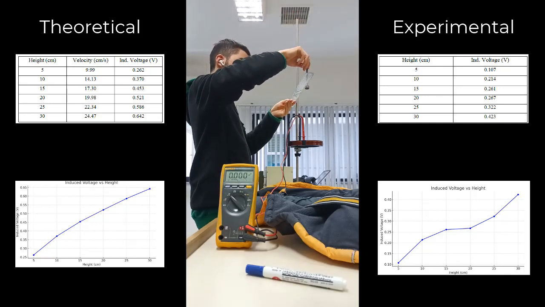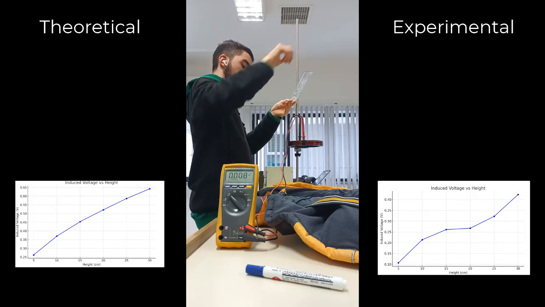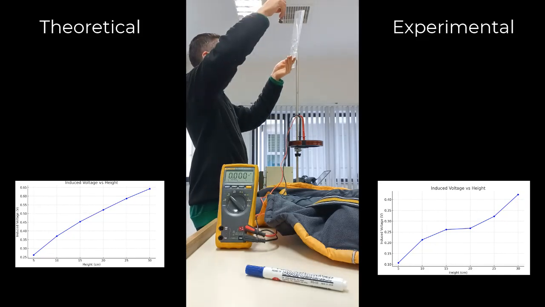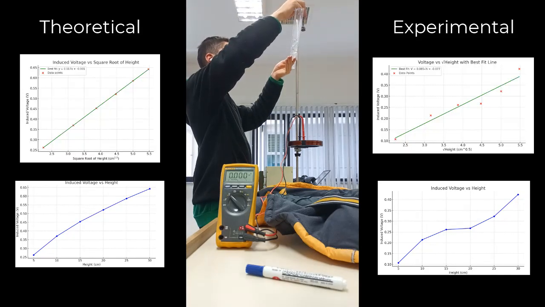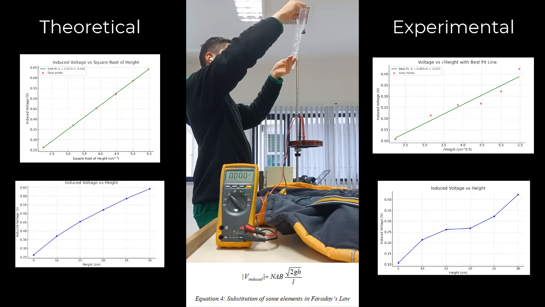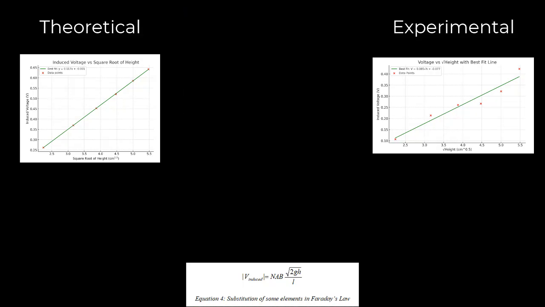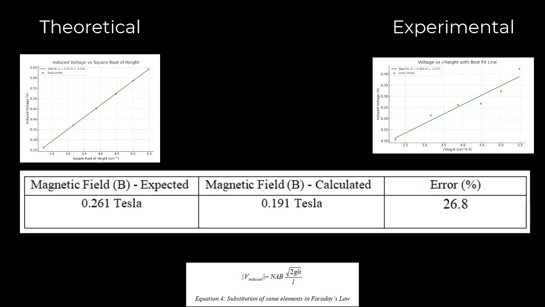Here you can see the theoretical values and the experimental values. In order to make some calculations from the graph, I also plot the square root of height versus induced voltage, and then I use the equation to calculate the magnetic field. After calculating the magnetic field from the experimental graph, I also compared it with the magnetic field measured by the Gauss meter.